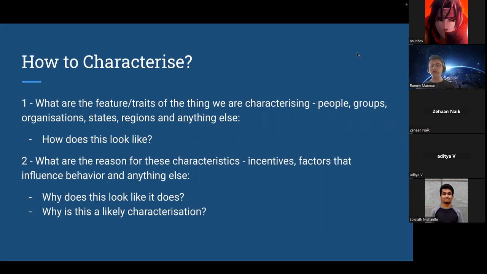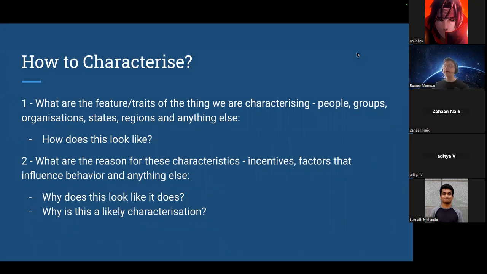Questions that we need to ask ourselves are: why does this look the way it does? What is the reasoning behind it looking like this? Or, simply put, why is this a likely characterization to begin with? Now, these processes in an ideal world should be separate, at least in the speech itself, when you're characterizing something, i.e. when you're explaining why something is the way it is, and then after that, explaining, okay, but why is this characterization likely?